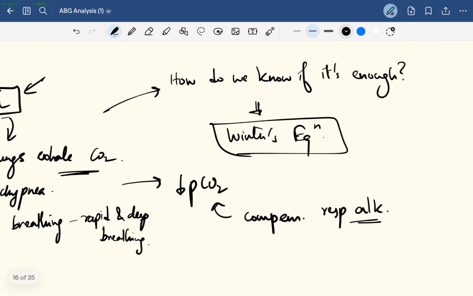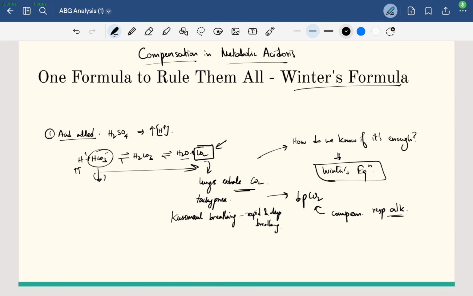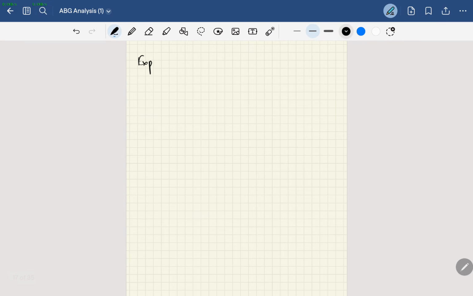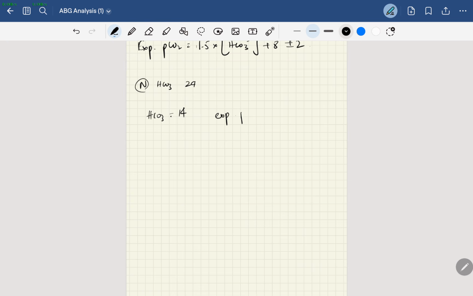Now, to determine the adequacy of compensation, we use something called Winter's equation. Winter's equation gives us an expected value of PCO2 for the corresponding level of bicarb. So the formula goes: expected PCO2 is equal to 1.5 times serum bicarbonate plus 8, with a range of plus or minus 2. Let's use an example to demonstrate this equation. We know that normal bicarb is 24. Let's say our patient with acidosis has a bicarb of 14. Let's calculate the expected PCO2 for this patient.